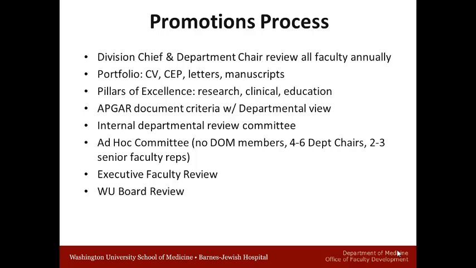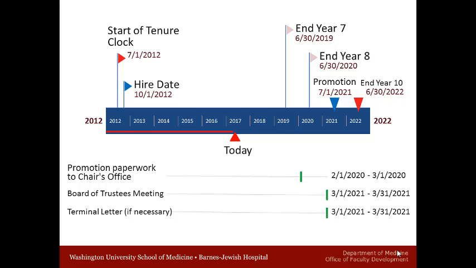So again, that's why it's very important that what you're doing is spelled out in your CV and in your CEP, because once she does that final presentation, then it's out of her hands. So we want to make sure that everything is clear there. And that's this ad hoc committee that's listed here. Final goes to final executive faculty review and then the WashU board review. So it is a process that takes a little bit of time.